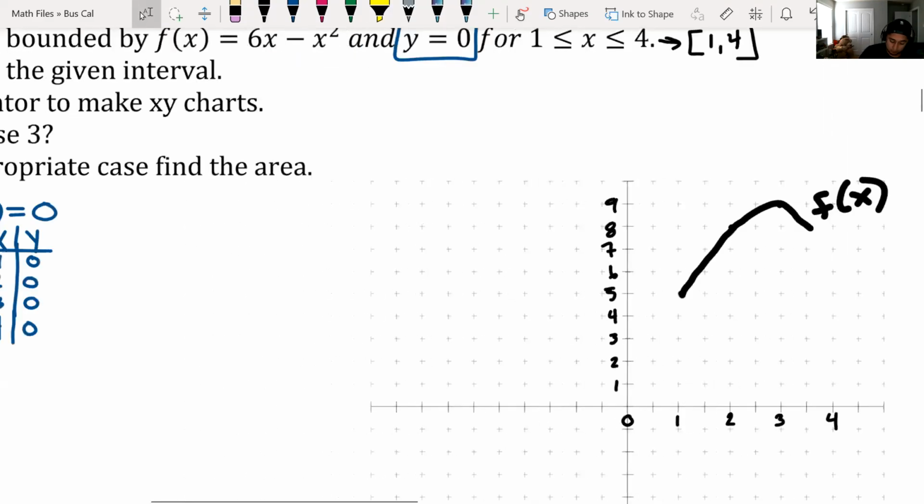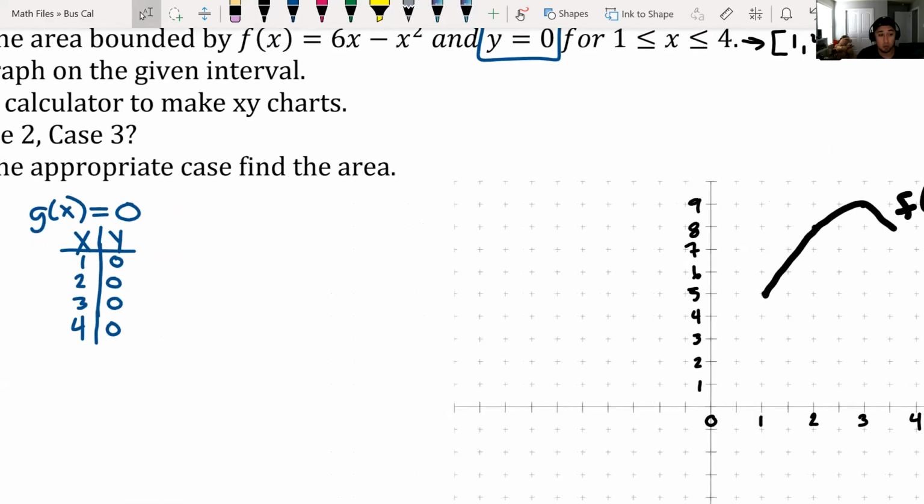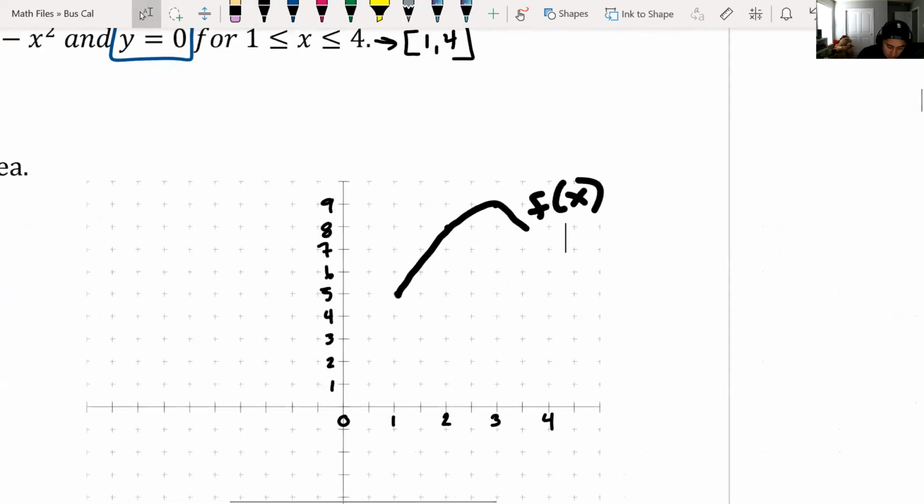Okay. And then let's graph g of x. 1, 2, 3, 4, they're all at 0. So 1, 0, 2, 0, 3, 0, 4, 0. So it's just this line right here. And this is g of x. Okay, so we have sketched our graphs, and now what I'm going to show you is the area that we are looking for.